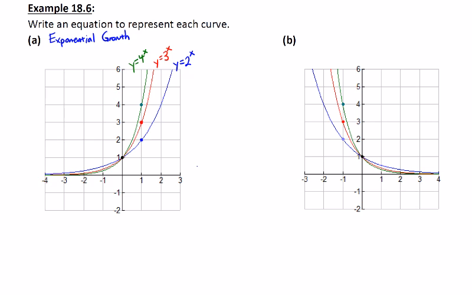So if I'm looking at that x equals 1 line, looking just at everything along x equals 1, the value for y equals 4 to the x is going to be 4. The function value that goes with y equals 3 to the x is going to be 3. And the function value that goes with y equals 2 to the x is 2. And I think we would all agree that 4 is larger than 3, which is larger than 2. So the larger the base, the more rapid the growth.